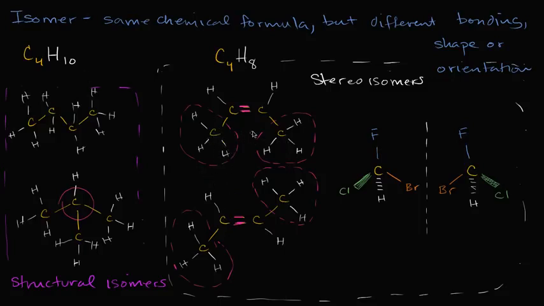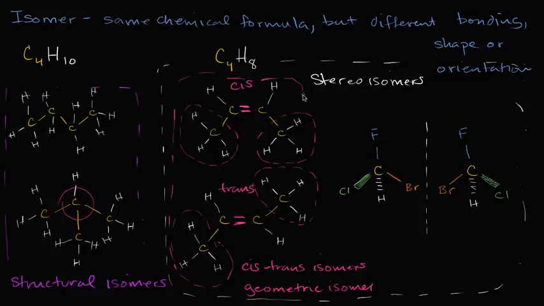Cis is when you have the 2 groups on the same side, and trans is when you have the 2 groups on opposite sides of the double bond. Cis-trans isomers. And these are often called geometric isomers. So that's a subset. When I'm talking about cis, trans, or geometric, I'm talking about these two over here. They are a subset of stereoisomers.